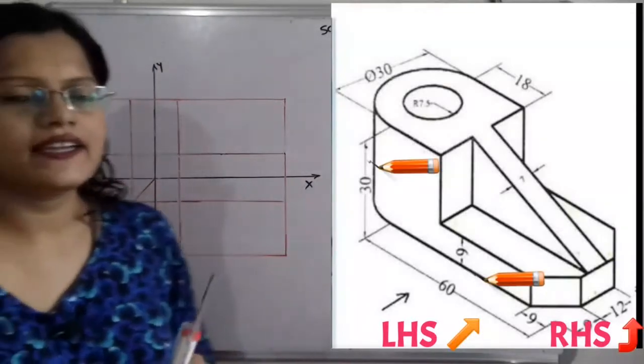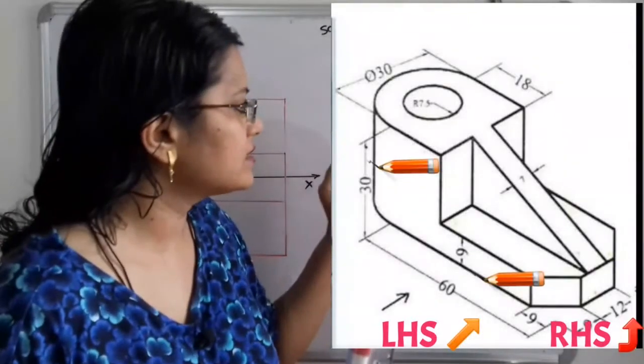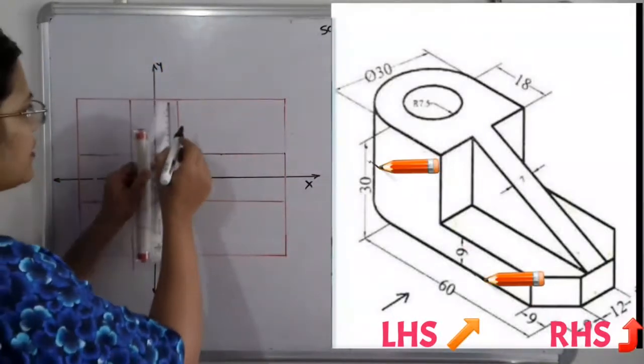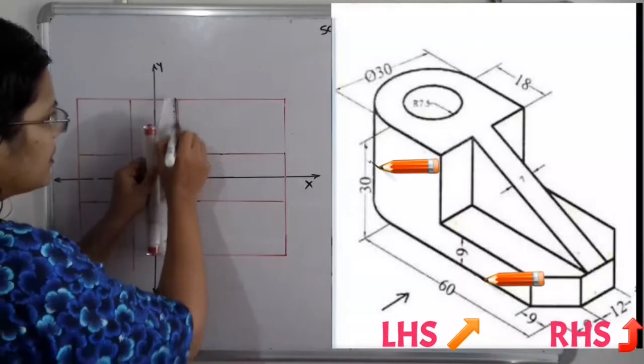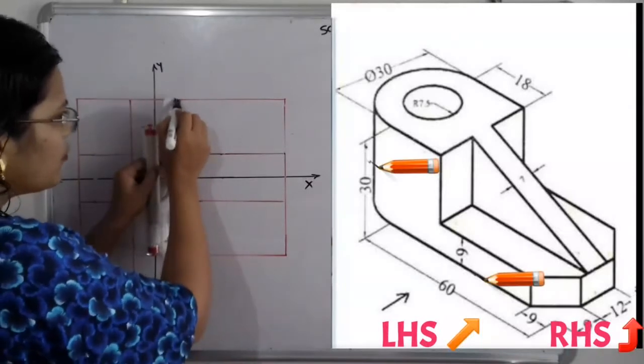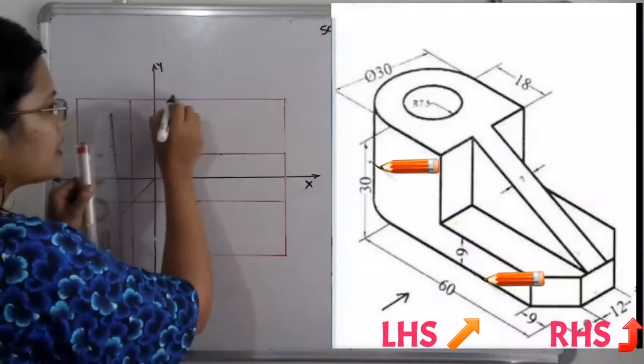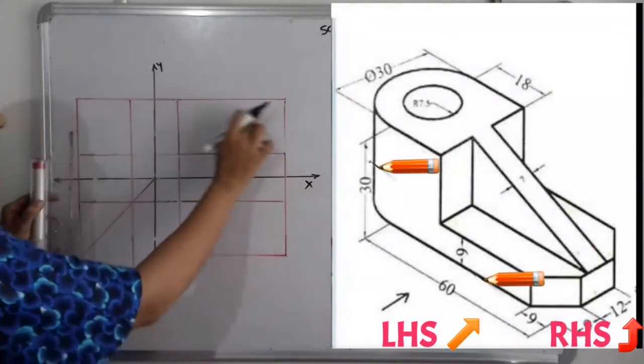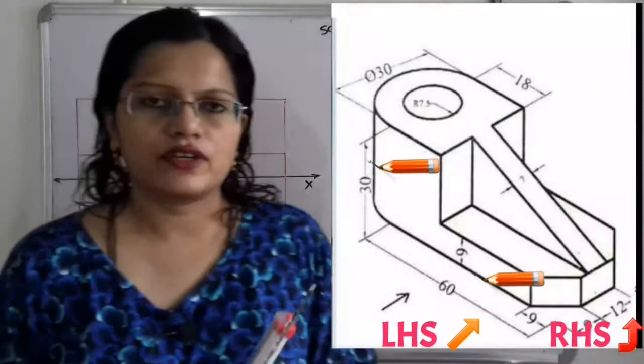And what is the height? The height is given as 30 millimeter. For this 30 millimeter, we consider a height of 90 millimeter. From these 2 points, we draw vertical and horizontal lines, and their point of intersection gives us the outline for the front view.